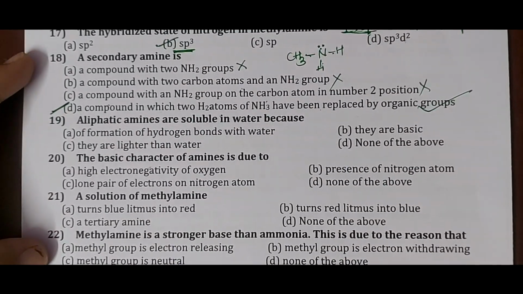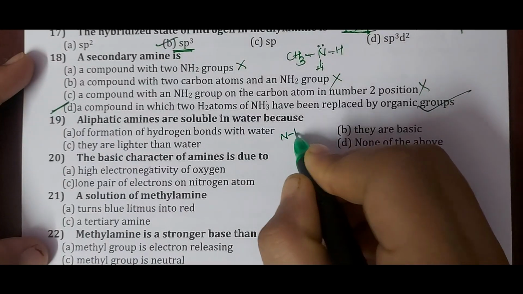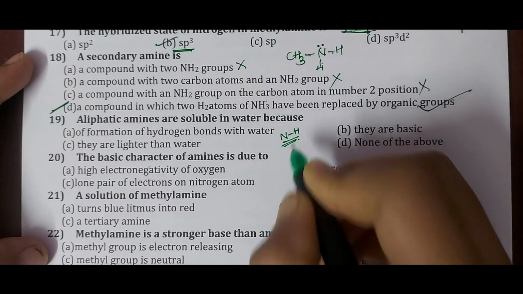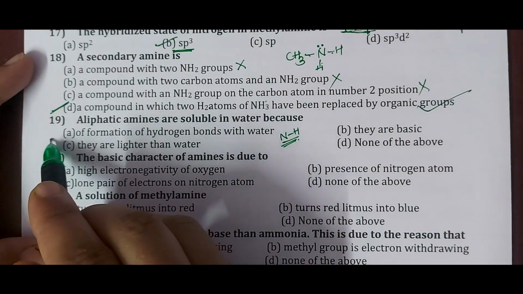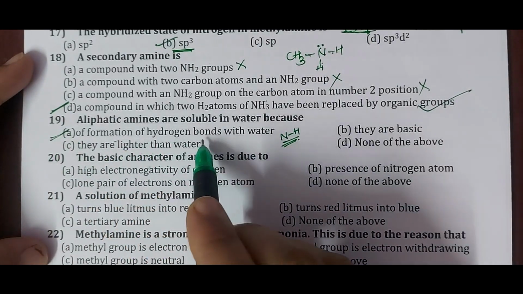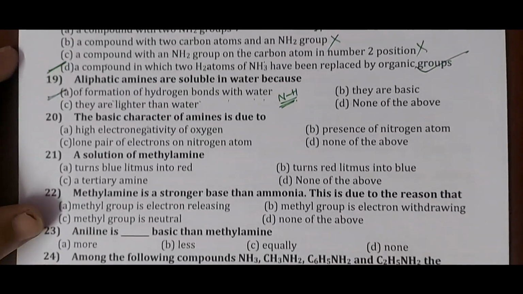Aliphatic amines are soluble in water because. So aliphatic amines contain an N-H bond, and if they have an N-H bond, they form hydrogen bonding with water, and hence the correct answer is option A, because of formation of hydrogen bonds with water. Next we'll go with question number 20.